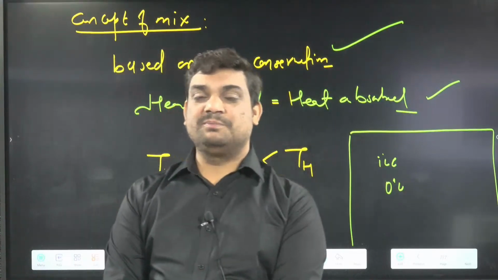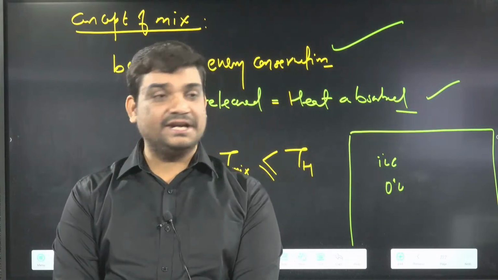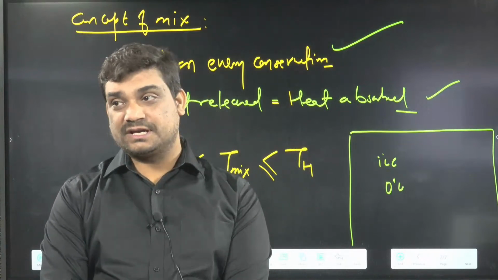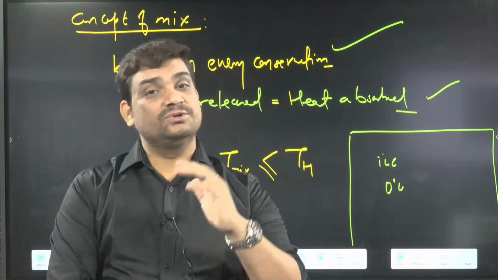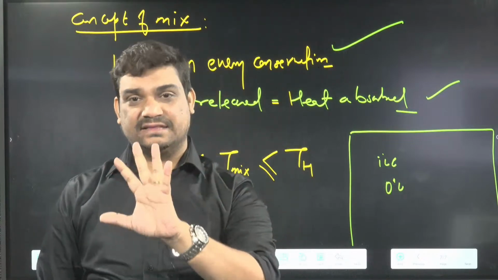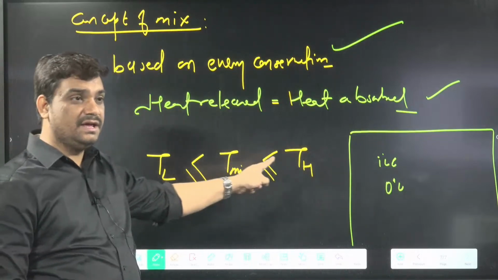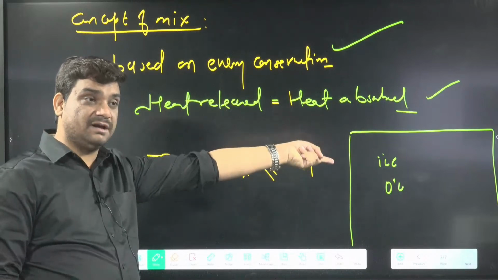They will always remember it like this: it will be between. And whenever they ask a statement-type question, that the temperature of the mixture can be equal to the high temperature or equal to the low temperature, people make a mistake there. It can be equal. First you remember that, and numerically I will explain it in a lot of questions. Now I'm explaining experimentally or theoretically.